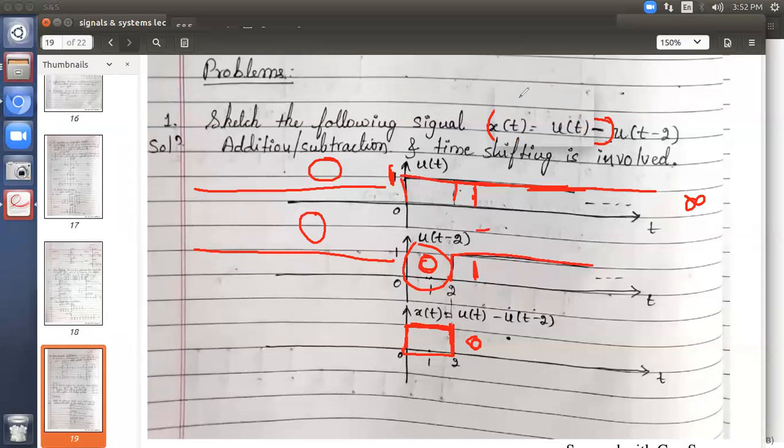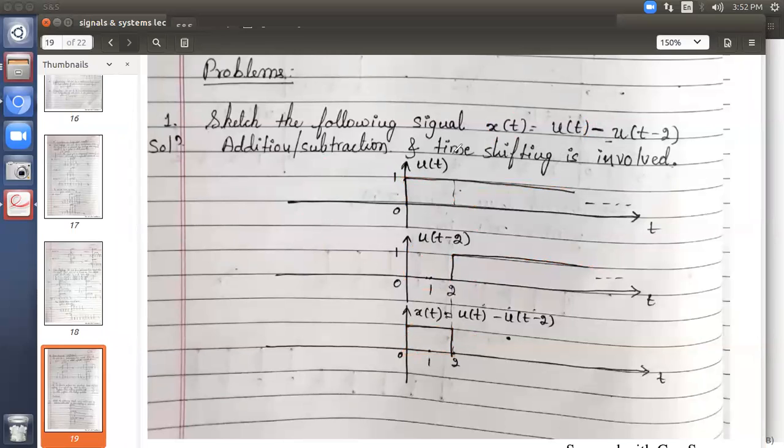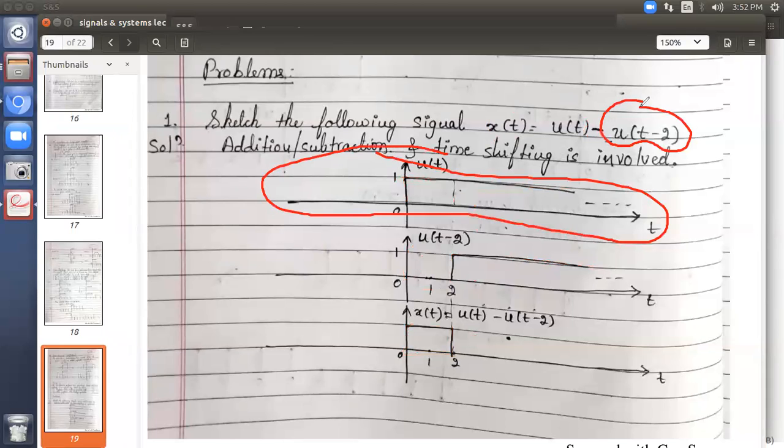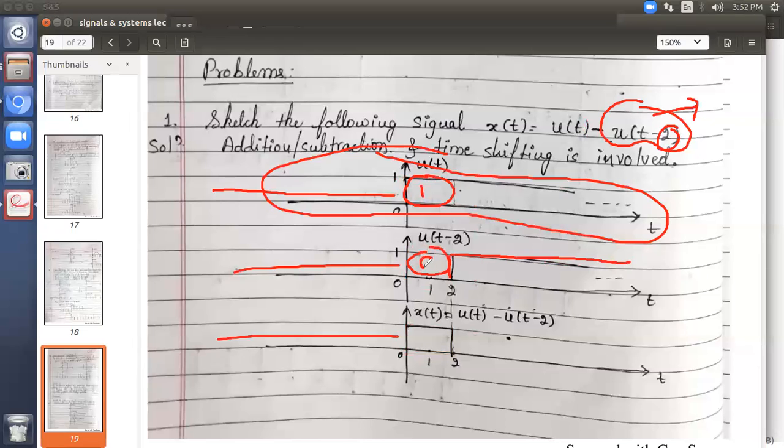Let me just recall this problem one more time. U of t initially we have drawn. Then we went for u of t minus 2. T minus 2 is the right shift by 2 amounts. So it will start from 2. Then subtraction, here no amplitude, here no amplitude. If you observe after 0, you have 1 amplitude. Here we have 0 amplitude. 1 minus 0 will become 1 up to 2.